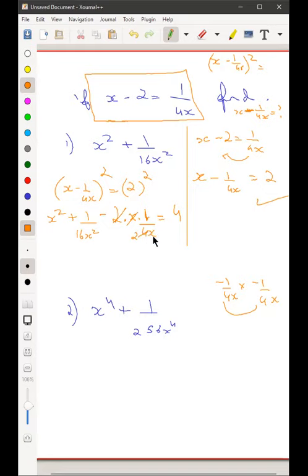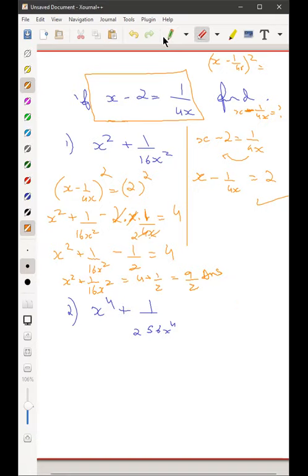What is x by 2x? 1 upon x, right? So what am I left with here? X and x get cancelled. 2 and 4, 1 upon 2. So what am I left with? X squared plus 1 upon 16x squared minus 1 by 2 is equal to 4. So what is the value of x squared plus 1 upon 16x squared? 4 plus 1 by 2, which is 9 by 2. Everyone got this?